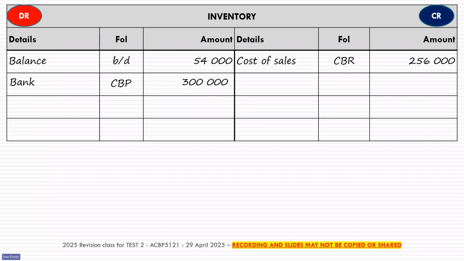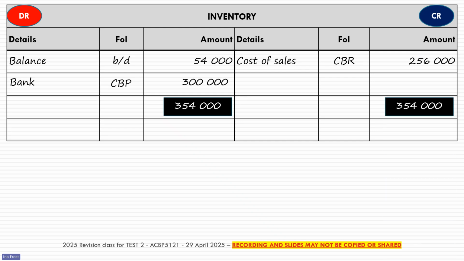You're going to balance the account. How do we balance an account again? You add up the entries on the biggest side. So for inventory, it's the debit side. Then you take that exact total, the 354,000, and you write it on the opposite side. Then you subtract the small side from the big one. So for this inventory account, the credit side is the smaller of the two, and I'm going to subtract that 256,000 from the total, the 354,000, and that then gives me the balance carried down for that particular month.